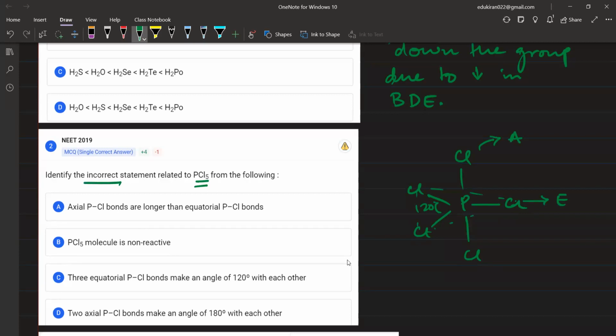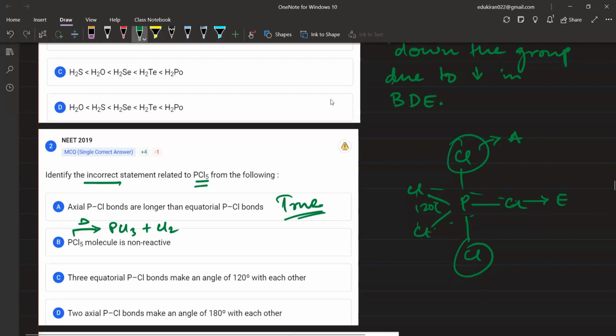They are asking incorrect statement. Okay. Axial PCl bonds are longer than equatorial bond. This is true. ठीक है. These are what? Longer. PCl5 is non-reactive. नहीं, reactive तो होता है. PCl5 को अगर आप हीट कीजिएगा ना, then it will easily break down to PCl3 and Cl2. कैसे ब्रेक डाउन करता है? यही जो लंबे बॉन्ड्स है ना, they easily break off and forming Cl2 और ये PCl3 बच जाता है बीच वाला.